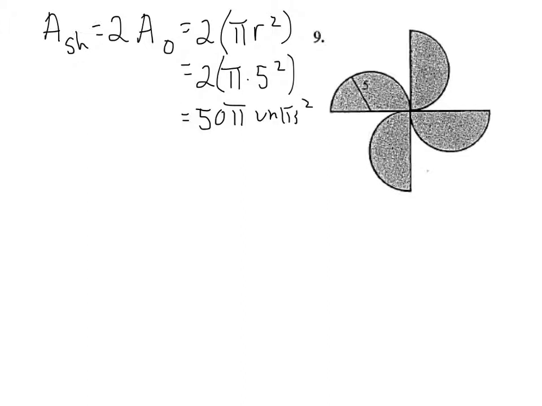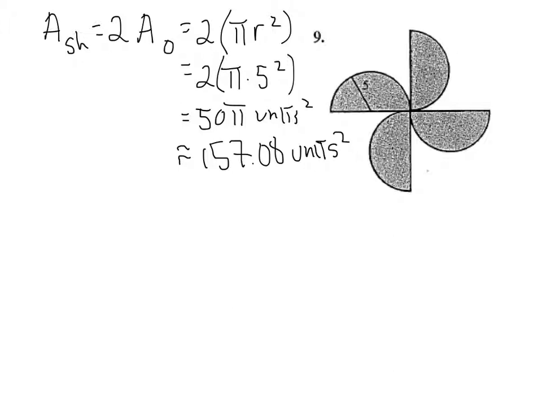Now, of course, if you want to multiply that out, you can get an approximate answer, and that approximate answer would be roughly 157.08 units squared. So that wasn't so bad, as long as we can imagine that we can move the half circles around, combining them to make whole circles.